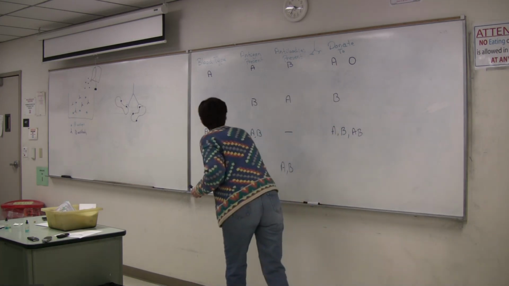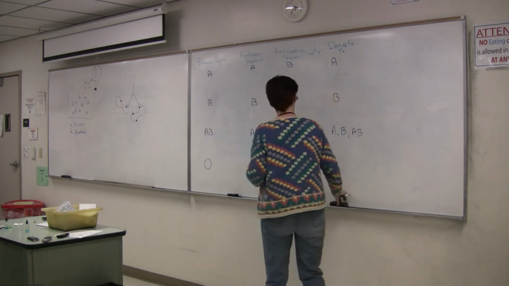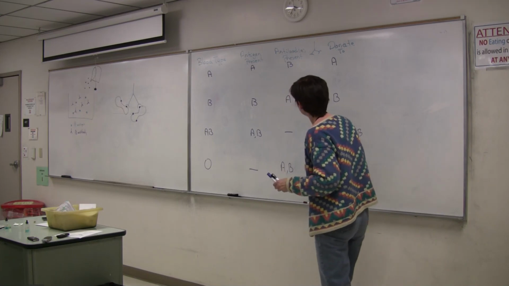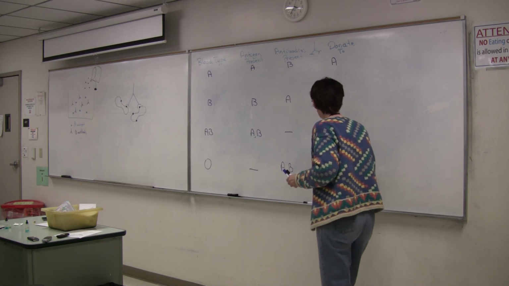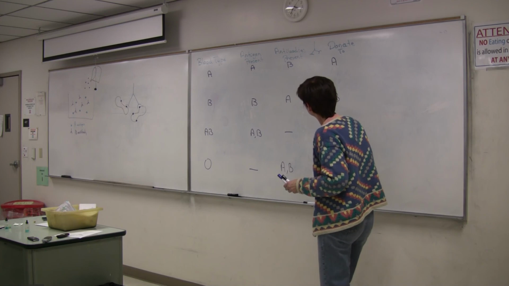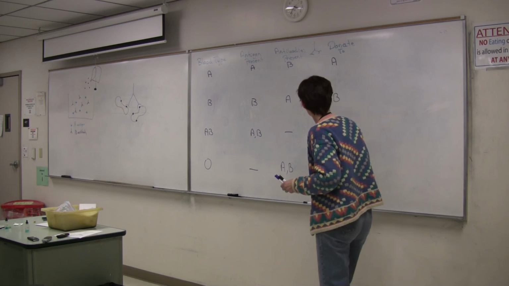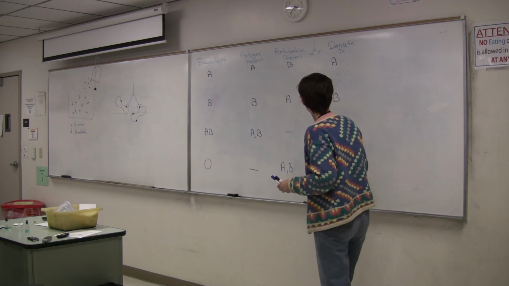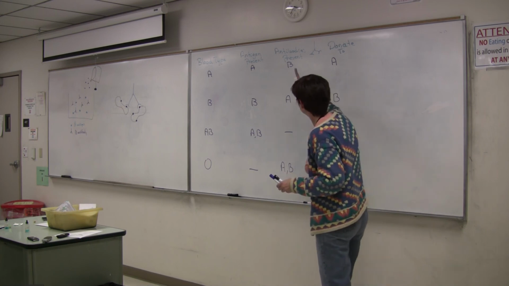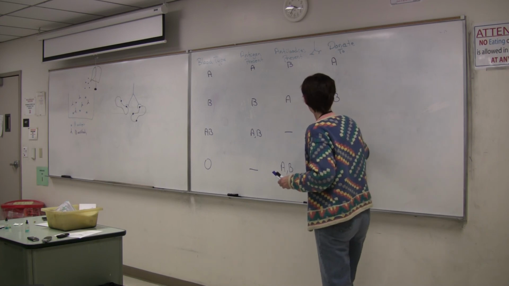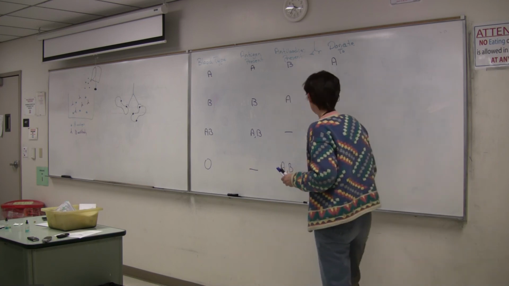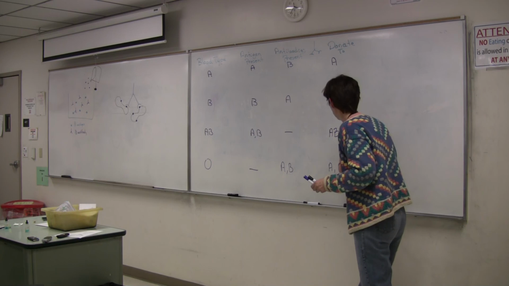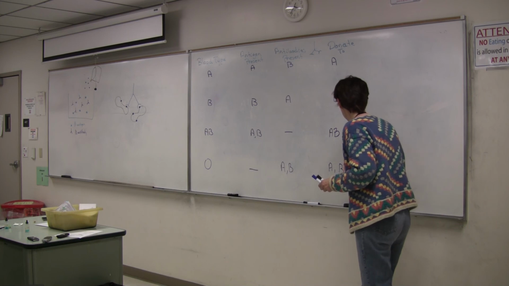Wait, that's not the way I do. Cannot donate to O. I'm down here. So O can donate to A. O can donate to, am I doing this right here? Yeah. This is what I put in. Did this one wrong. AB can only donate to AB. I did that one wrong. Okay, because I was donating to antibodies against. So O can donate to A, O can donate to B, O can donate to AB, and O can donate to itself.